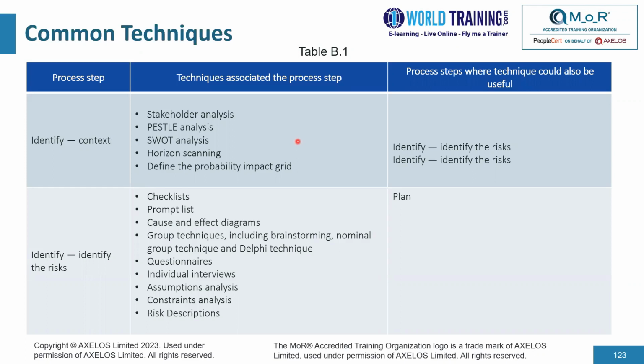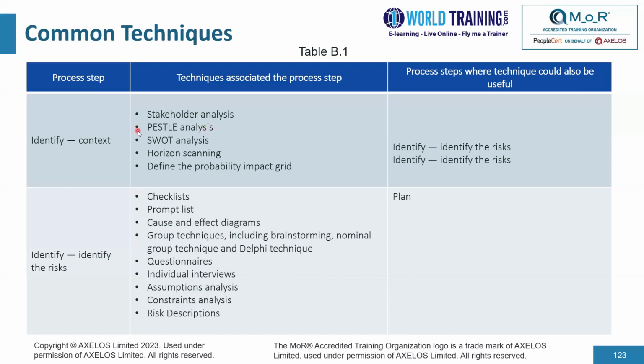Remember, when we talked about risk management approach and documents, we talked about a project risk management strategy, or a program risk management strategy, or a portfolio risk management strategy. So these documents should mention the techniques and the associated tools that we're going to use for risk management. Some techniques are also useful in other process steps, and this is indicated in the adjacent column in the table.